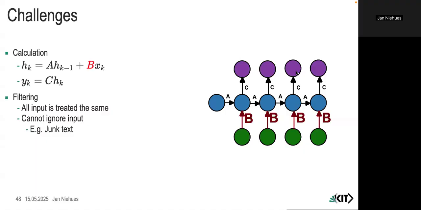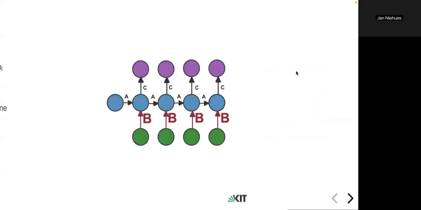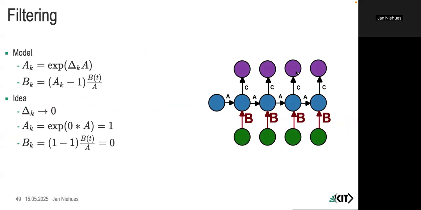So the one thing we wanted to do is filtering, so that we can somehow ignore inputs. Some inputs might be junk text, so they should be ignored. How can we do that? The nice thing with this type of parameterization is that we can do that by just predicting delta_k equal to 0. Because if our delta_k is 0, then our A_k is 1, so we're mainly taking the same hidden state.